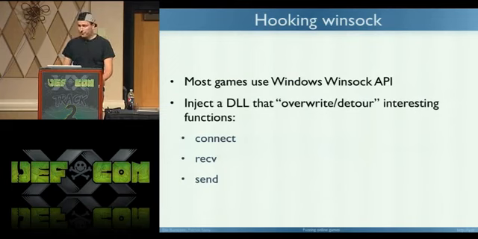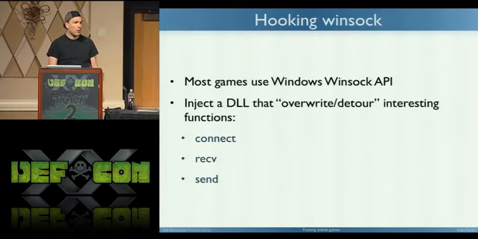Okay. So, hooking WinSock. Most games on Windows use WinSock, the Windows Socket API, which is a standard way to send and receive packets. I have yet to see a game which doesn't use it. Basically there are a couple of functions that you want to overwrite. The first one is connect, which allows you to manipulate where the game connects. The second one is receive, for receiving packets, and the third one is obviously send, for sending packets.